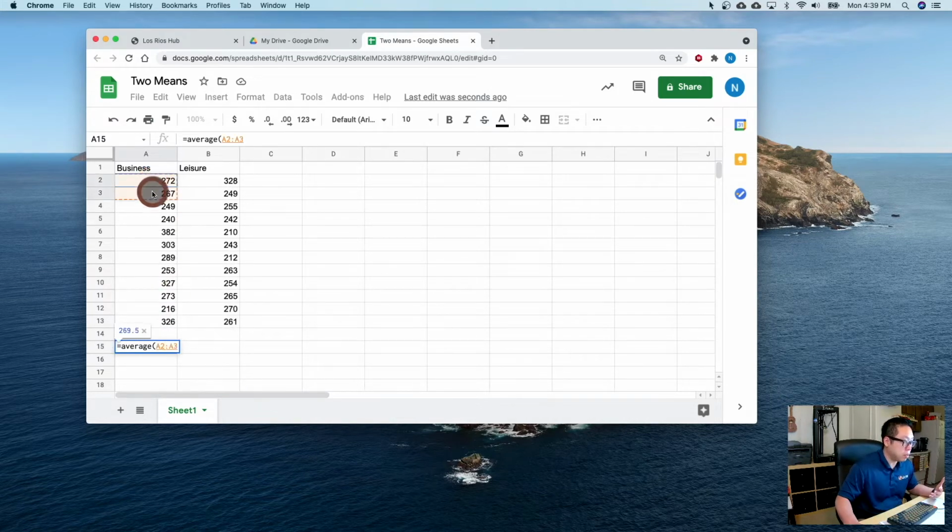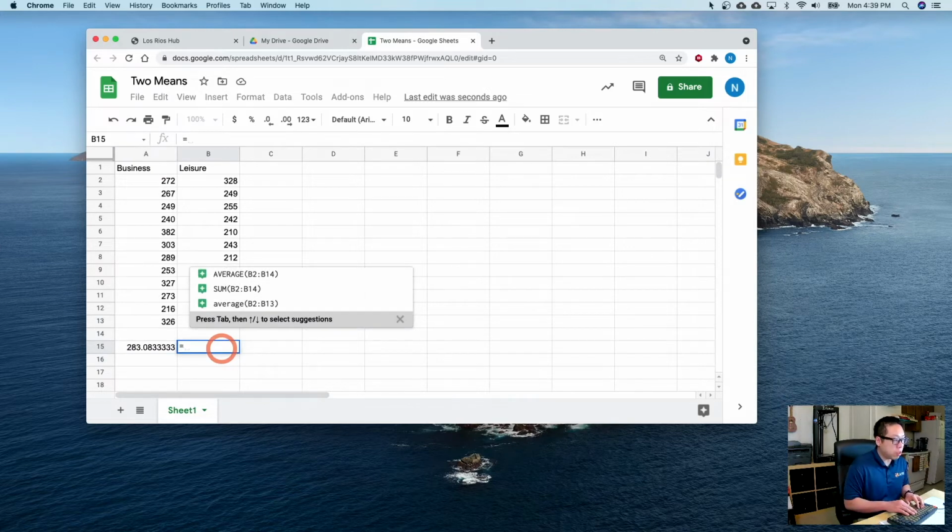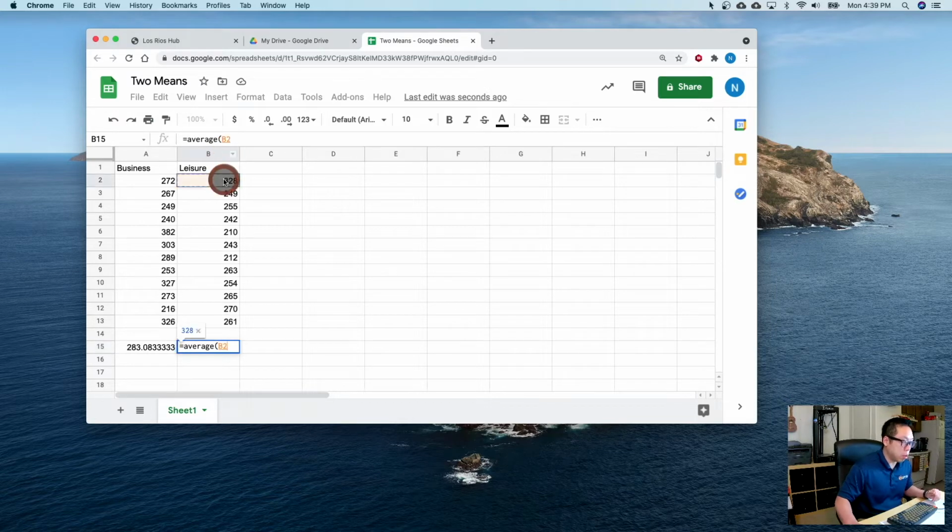So I'll highlight the business numbers. Okay, that's the mean for the business. Then I'll move over and do the same thing for the leisure. Equals AVERAGE, parentheses, highlight the leisure column. Okay, that's the mean for the leisure.